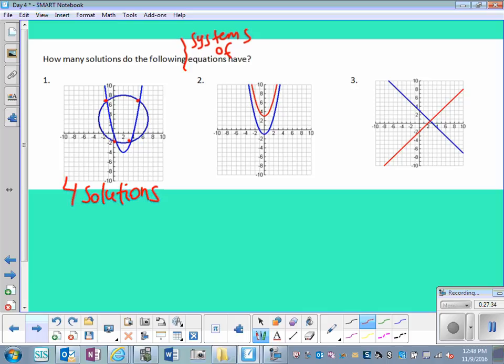What about the second one? Natalie, how many solutions do you think the second system has? Do we see any intersections or any intercepts between the 2 graphs? Not that we know. No, right? So we will assume that they will never cross. So how many solutions will we have? 0. No solutions.